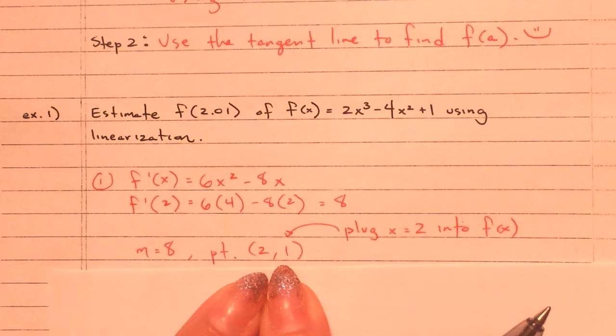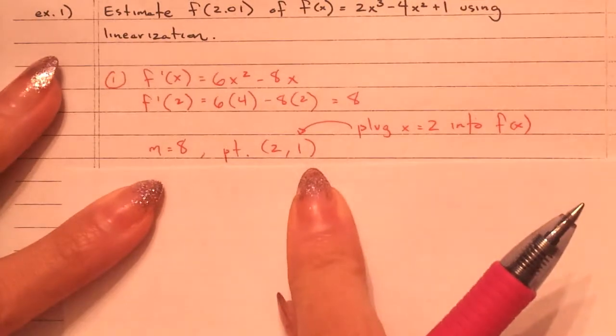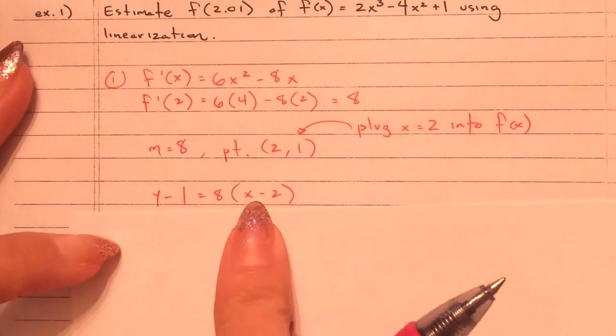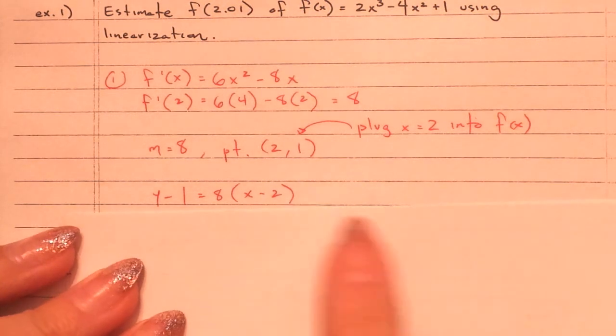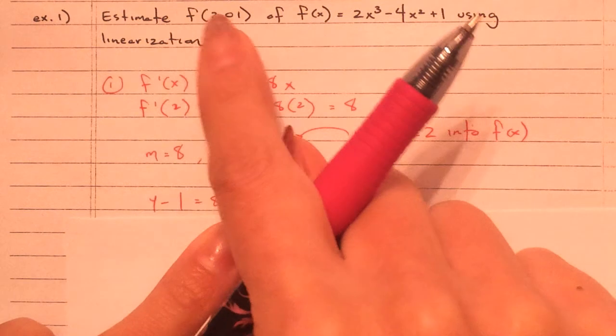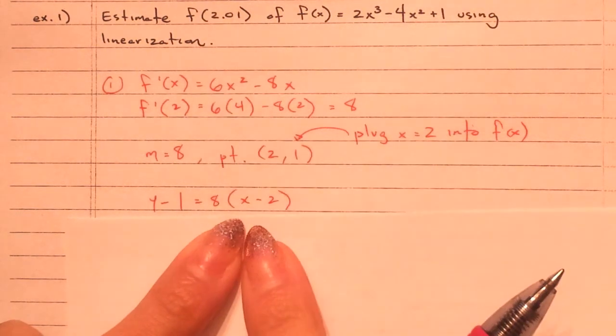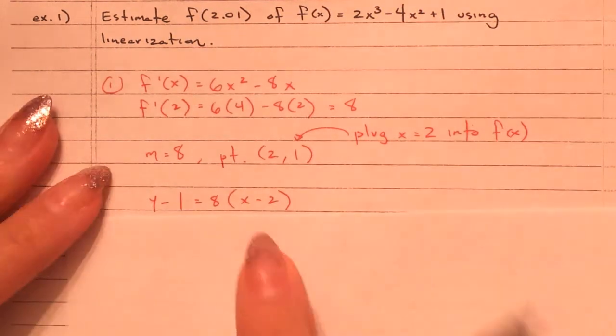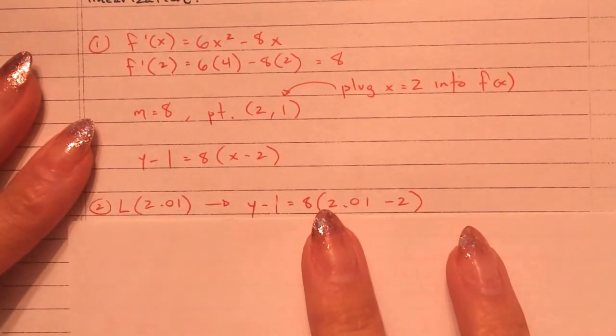So what do you do with your point and slope? You make your tangent line, which is y minus y1 equals slope times x minus x1, right? And then now you're going to estimate. So now you plug in the 2.01. And you're like, but Ms. Tan, I still have to work with decimals. But you can work with these decimals, I swear.